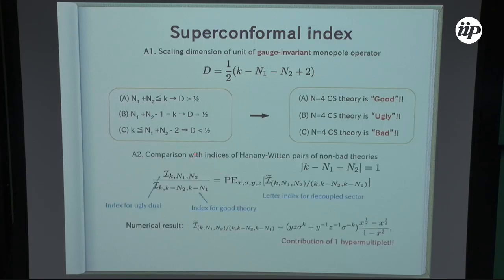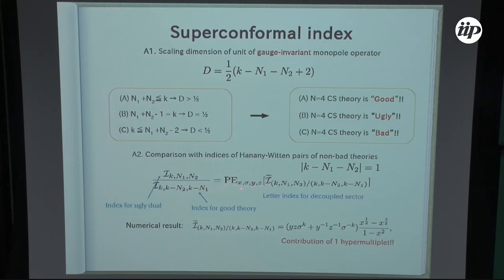And also, we compare the superconformal index of the Hanany-Witten pair of the non-bad theories, which is given by this. But in the bad theory case, the Taylor expansion of the superconformal index is actually not convergent. The negative power series actually appear infinitely, so one cannot expand in the bad theory case. So we compute the superconformal index for non-bad theories, which means ugly theory, and we compute this index for the ugly theory and the index for the dual theory.